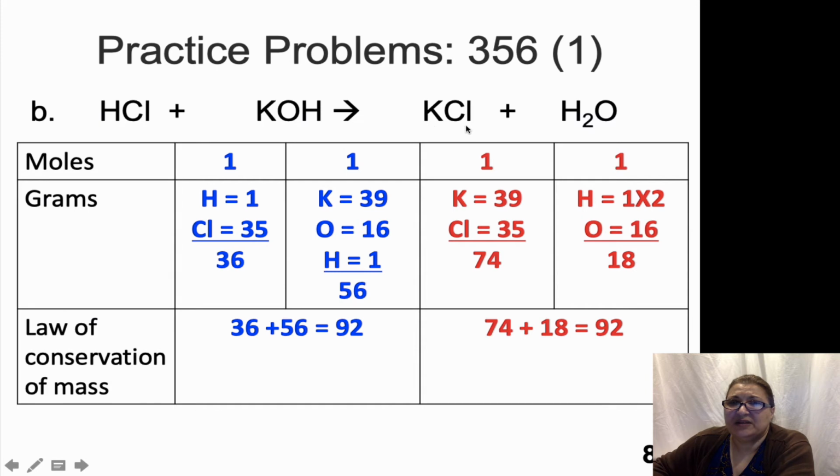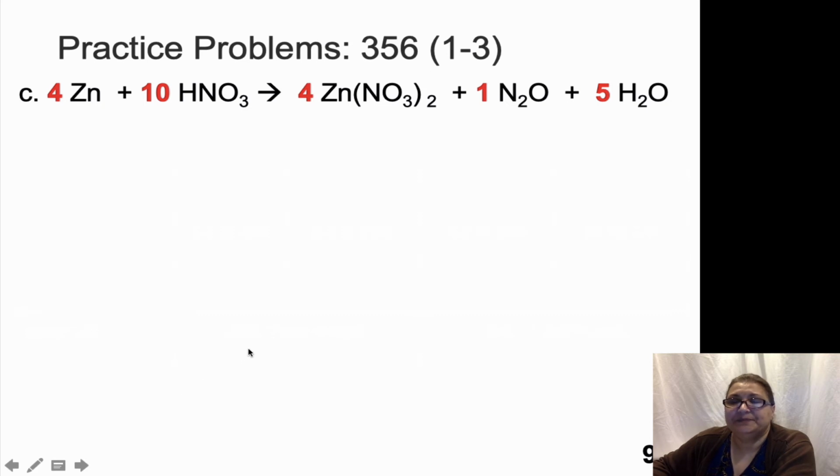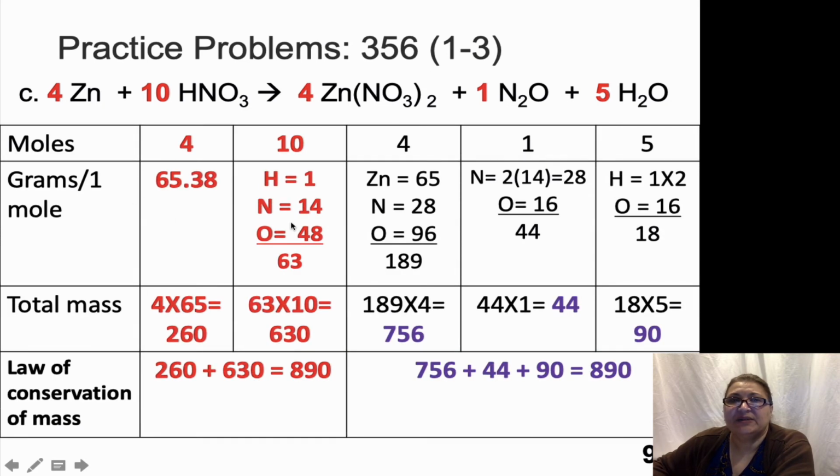1 potassium, 1 chlorine, we find the mass and we add them up. 2 hydrogen, 1 oxygen, we add them up. And then, because both of these are on the product side, we add them up. 18 plus 74 is 92. The law of conservation of mass is being observed. I think that's the last one of this example.